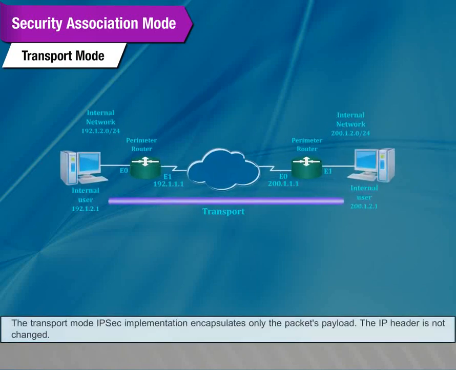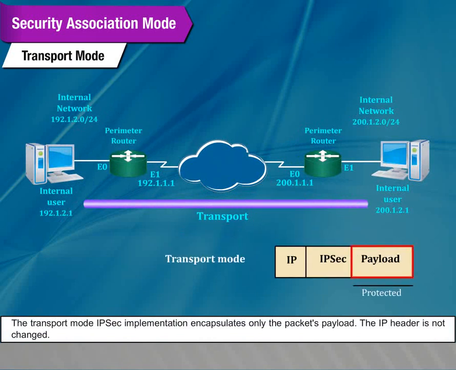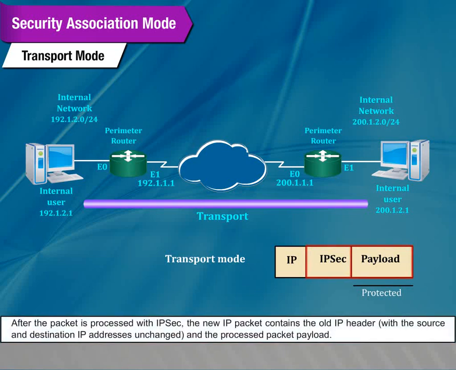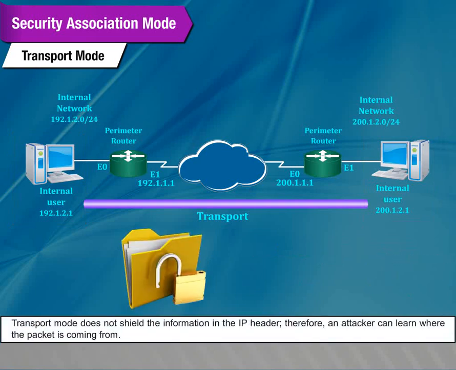Transport mode. The transport mode IPsec implementation encapsulates only the packet's payload. The IP header is not changed. After the packet is processed with IPsec, the new IP packet contains the old IP header with the source and destination IP addresses unchanged and the processed packet payload. Transport mode does not shield the information in the IP header. Therefore, an attacker can learn where the packet is coming from.